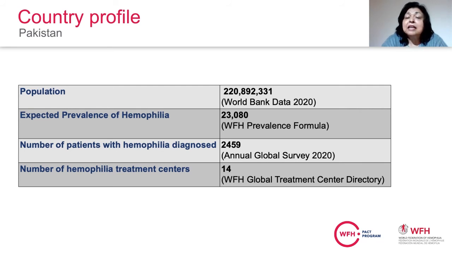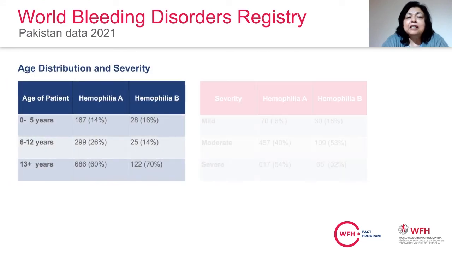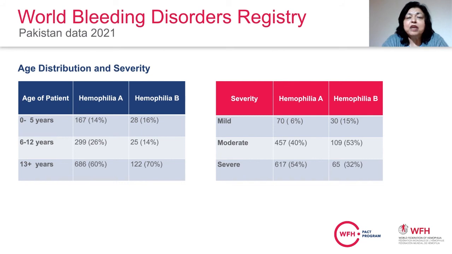So with this data, we know that we need to work very hard to get hold of these patients. A lot of awareness and outreach activities are required to have more patients come over to be diagnosed and then registered with our National Patients Registry. When the World Bleeding Disorder Registry started, Pakistan was one of the first countries to join the bandwagon. And this data from the WBDR shows the age distribution and severity of hemophilia.